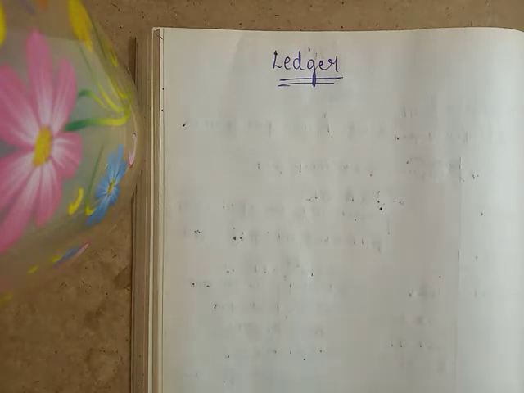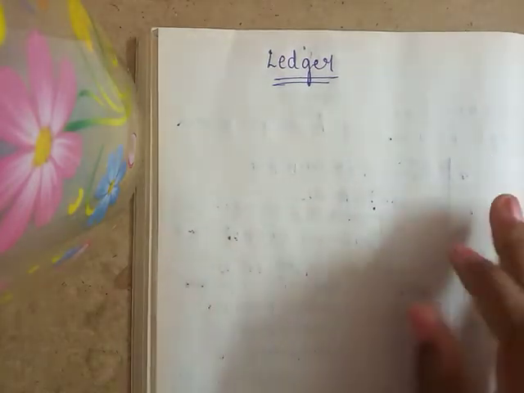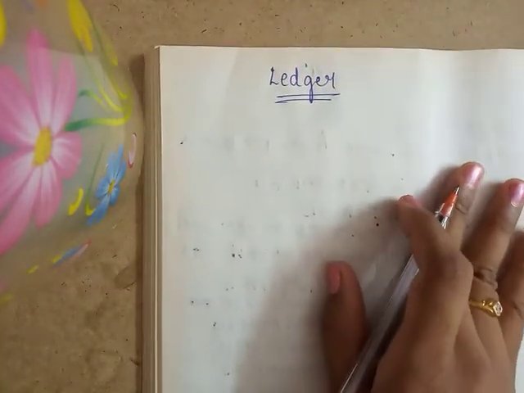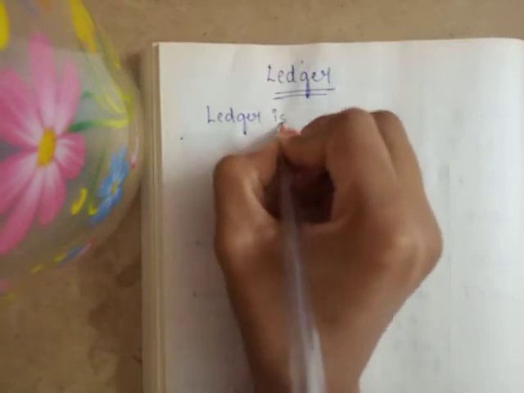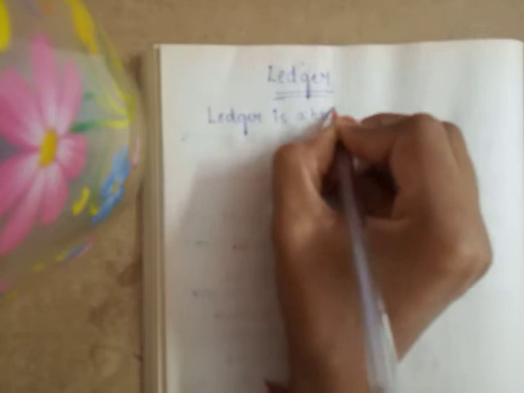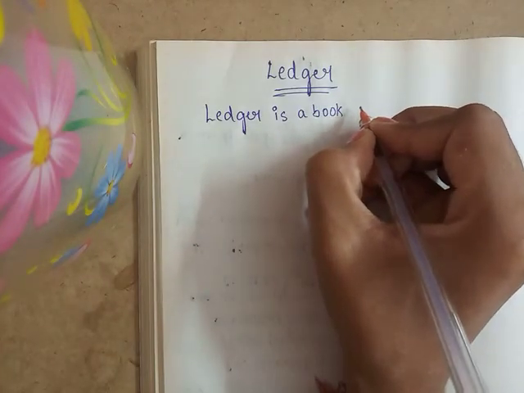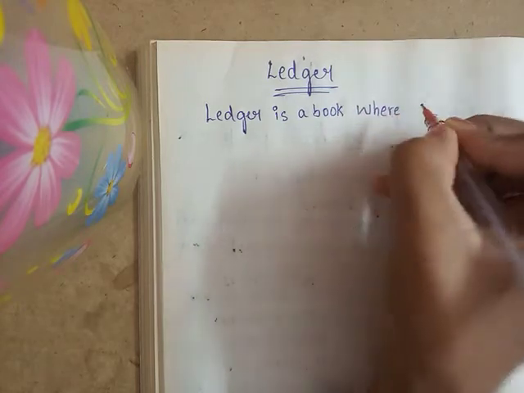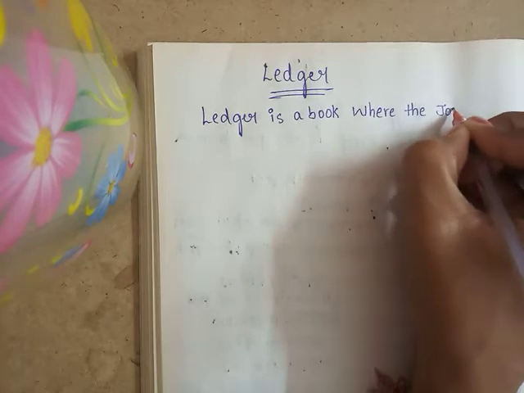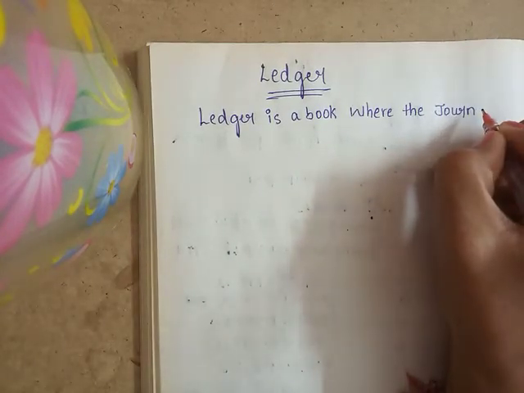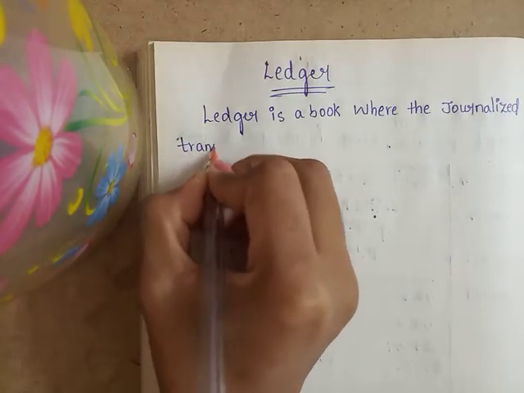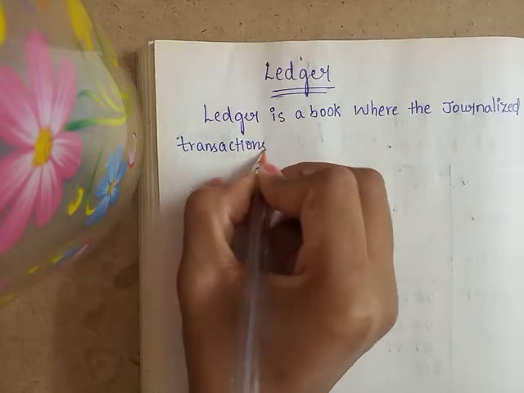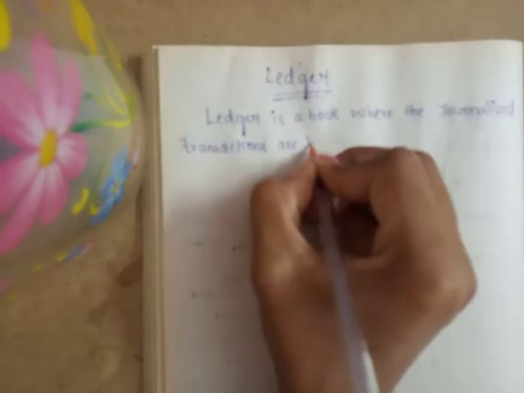Now see here, first write down the meaning of this ledger. Ledger is a book where the journalized transactions are being classified.